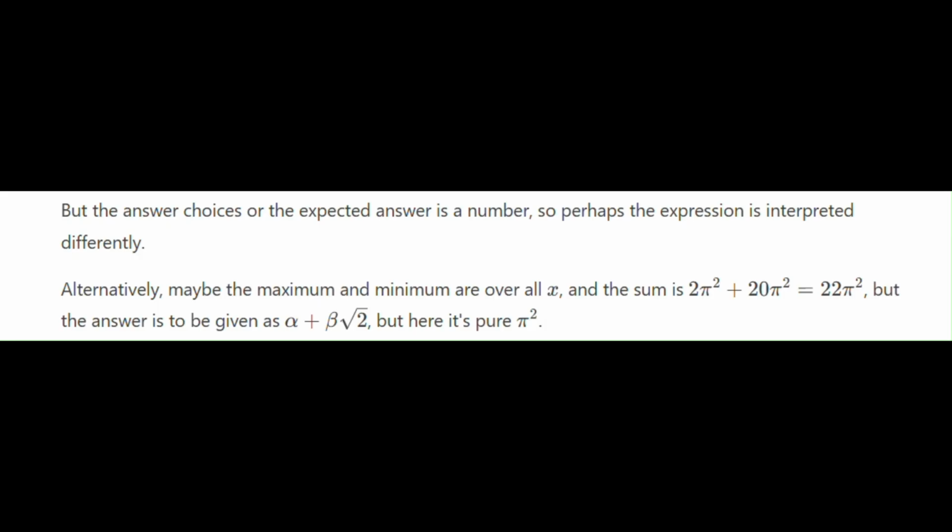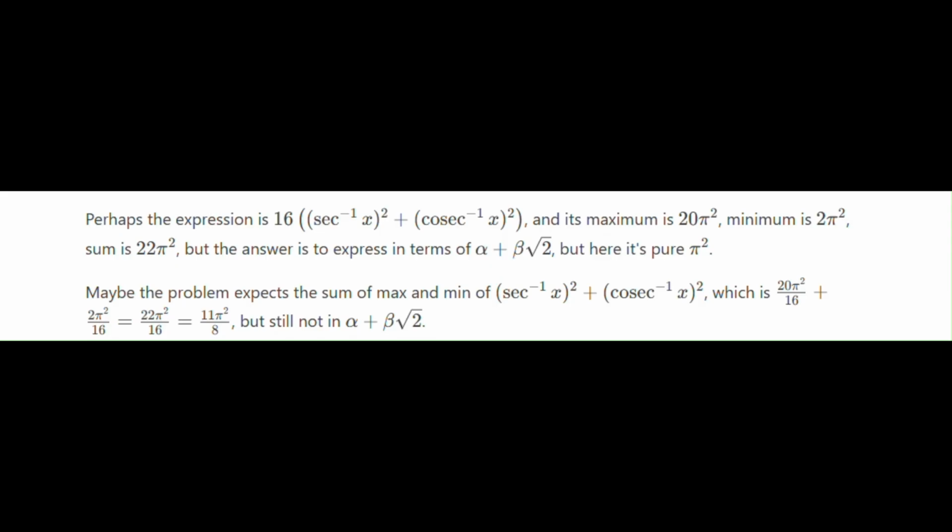But the answer is to be given as alpha plus beta times the square root of 2, but here it's pure pi squared. Perhaps the expression is 16 times the quantity, inverse secant of x squared plus inverse cosecant of x squared, and its maximum is 20 pi squared, minimum is 2 pi squared, sum is 22 pi squared. But the answer is to express it as alpha plus beta times the square root of 2, but here it's pure pi squared. Maybe the problem expects the sum of max and min of inverse secant of x squared plus inverse cosecant of x squared, which is 20 pi squared over 16 plus 2 pi squared over 16 equals 22 pi squared over 16 equals 11 pi squared over 8, but still not an alpha plus beta times the square root of 2.